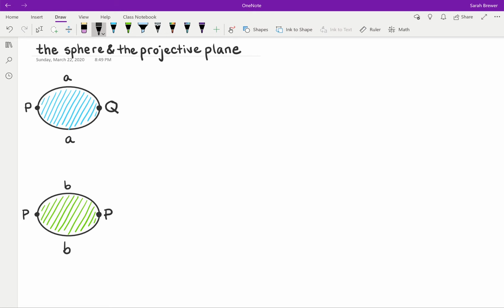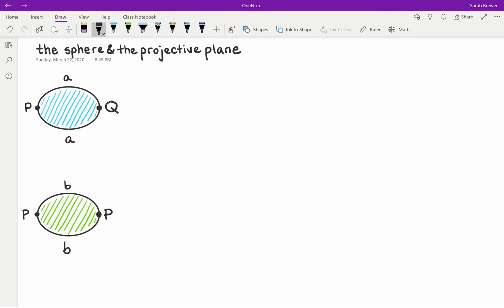Edge B will be glued to edge B, and any vertices that have the same label will also be glued together. So at the top, point P and Q are different vertices, but at the bottom, point P and point P are the same point, and so they will be glued together. So the big difference between these two examples, besides the labels on the vertices, is how the edges are oriented.